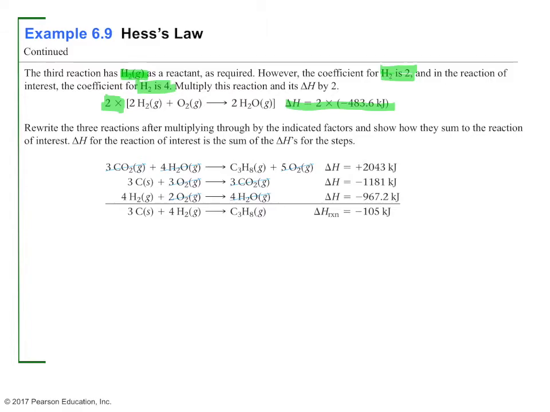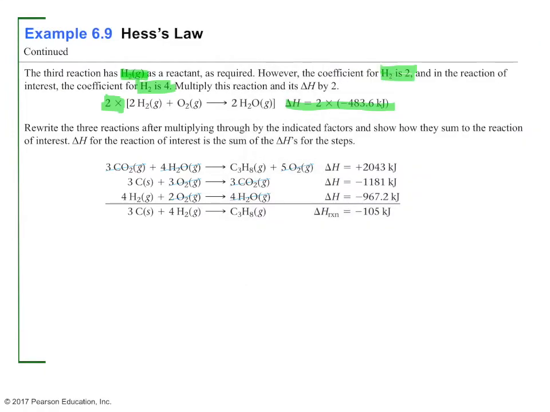It says rewrite the 3 reactions after multiplying through the indicated factors and show how they sum to the reaction of interest. Delta H for the reaction of interest is the sum of delta H's for the steps. So we reverse the first reaction: 3 CO2 plus 4 H2O yields C3H8 plus 5 O2. Then we have 3C plus 3O2 gives us 3 CO2. And then we have 4H2 plus 2O2 yields 4H2O.